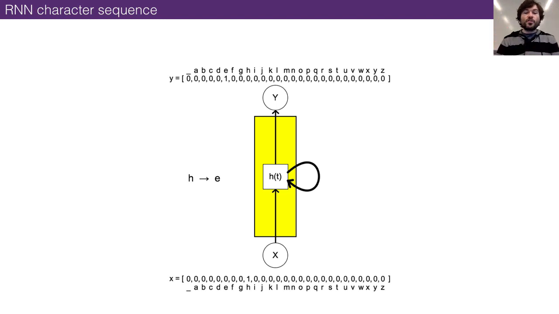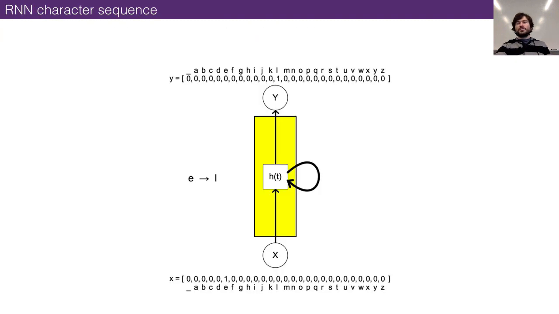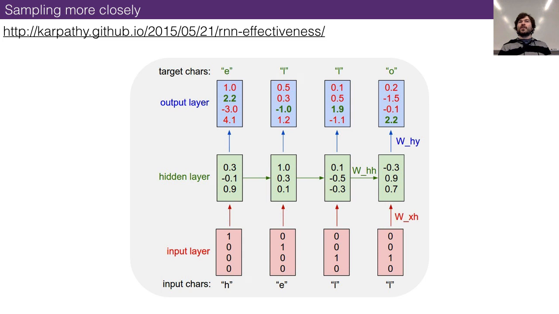So the way this would be trained is, let's say our sequence is hello world. We want to train on hello world. Then we would set it up so that it accepts an H, and we want the network to predict E for the next character. Then we want to predict H to E, E to L, L to L, L to O.